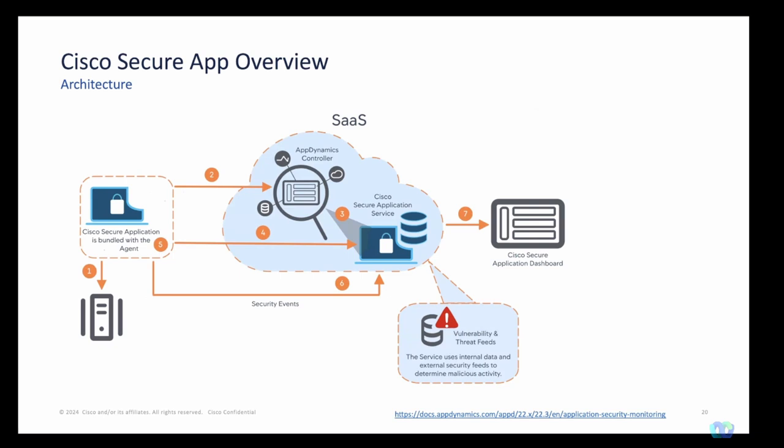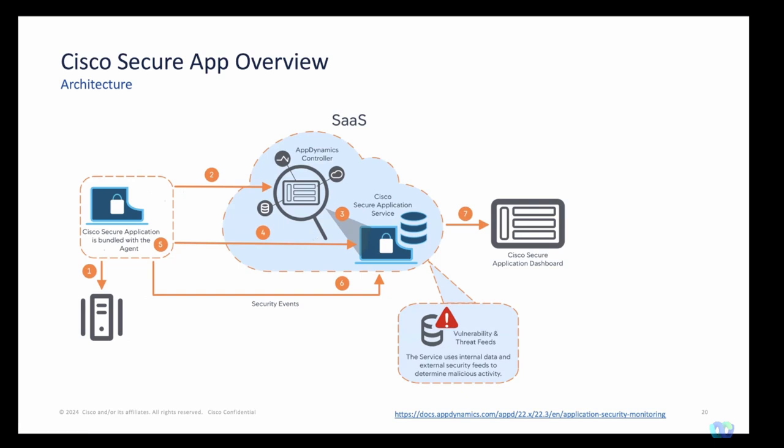Anyway, so that's the overview of the Cisco Secure App architecture. The key point to note there is that there is no new agent installation deployment. You just leverage what you have. If you have the APM agent, that's it.